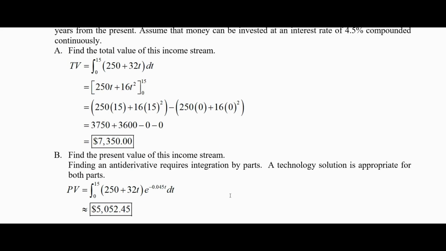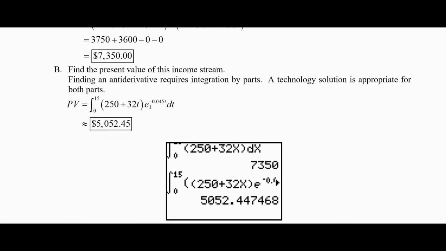And the way you figure that is you take the flow rate times e to the negative interest rate times t, dt, and integrate that. And to do this one requires integration by parts, which we certainly could do. But a technology solution is fine for a number, so we're just going to use a technology solution here. And so we integrate from 0 to 15 that function. And you see here, this is a TI-84 screen. And that's $5,052.45.